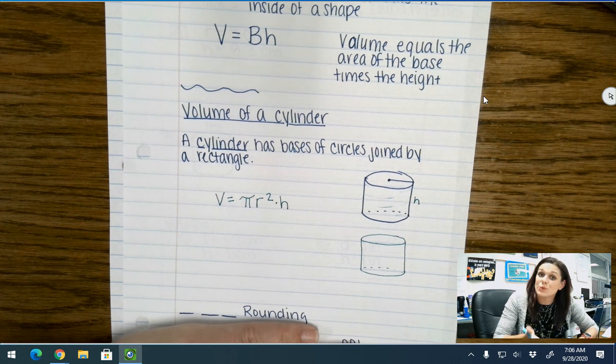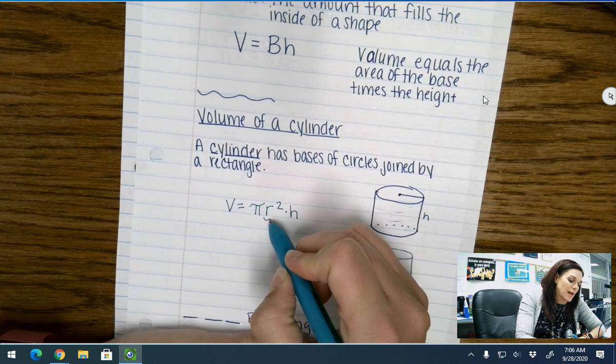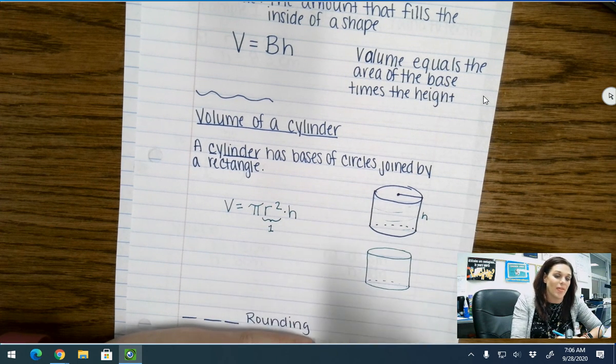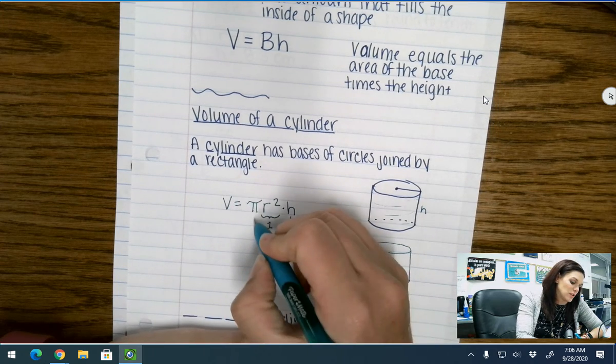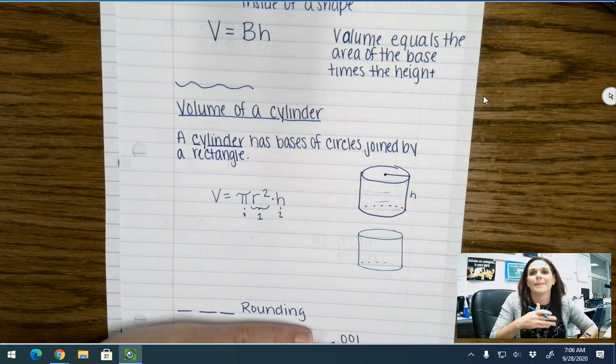When you do this, your calculator will be able to do it all, but I would always recommend doing the radius squared first, then multiplying it by the height, then doing your 3.14. Just because it's in this certain order doesn't mean you have to do it in that order. It just means they're all multiplied together.